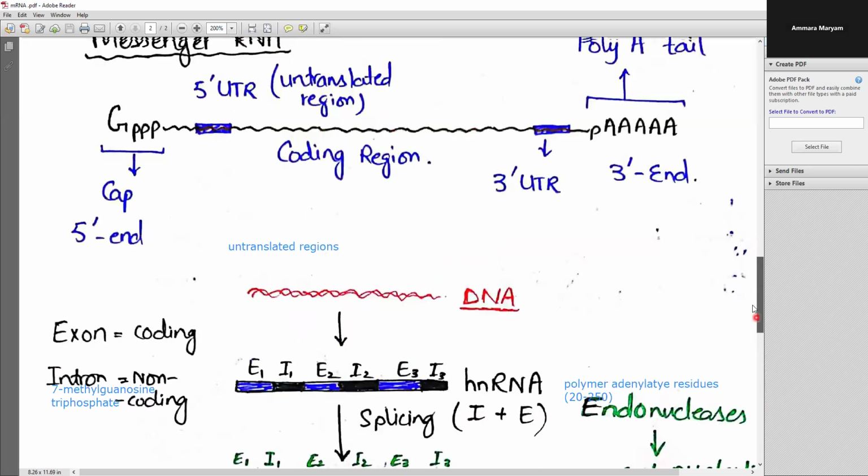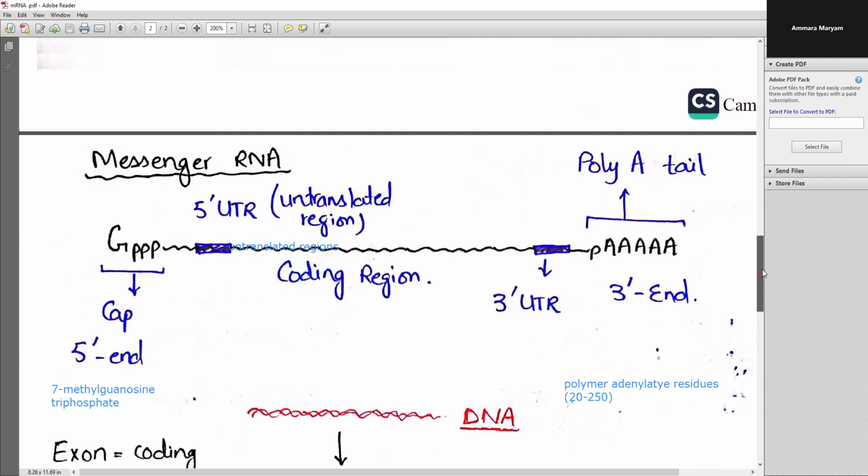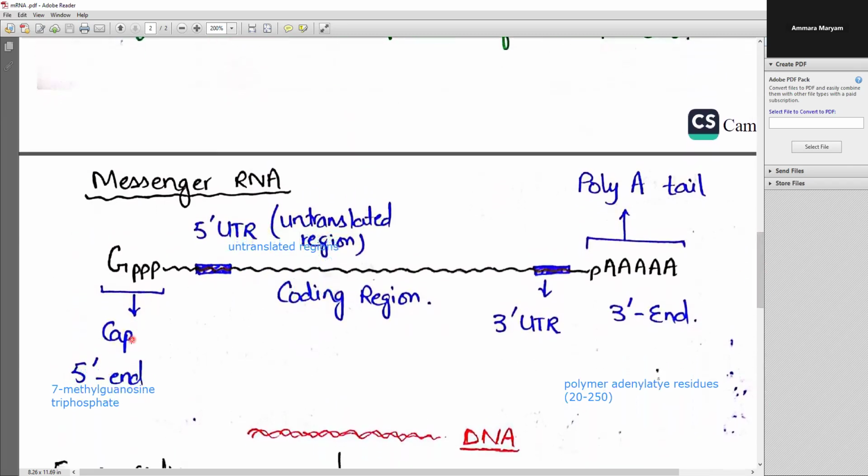Now, if we look at the structure of the typical mature messenger RNA, then these include its 5 prime cap, that is the 7-methyl guanosine triphosphate at its 5 prime terminal. Then we have 5 prime UTRs, as these are the untranslated regions at its 5 prime end. Then we have the coding region, जिसने ultimately आके translate होना है into the proteins. Then we have UTRs and then this poly A tail.